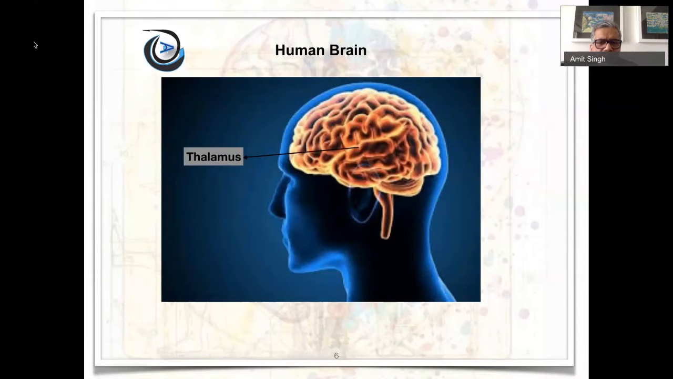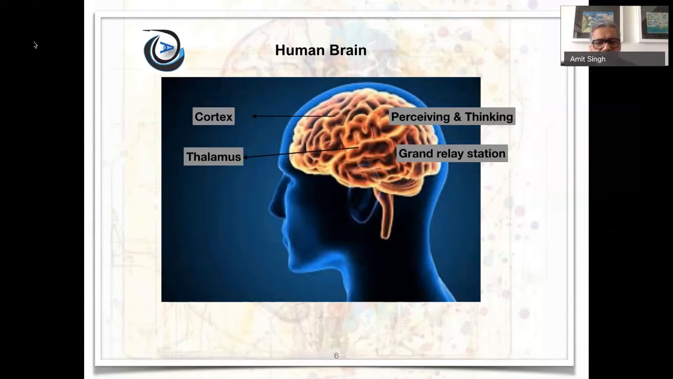In the human brain, we have three main elements: the thalamus, which is the grand relay station, wherein all the signals come and they are distributed. Then you have the cortex, which is in charge of executive function, that is perceiving and thinking. Third is the amygdala, which is in charge of emotional reaction, positive or negative.